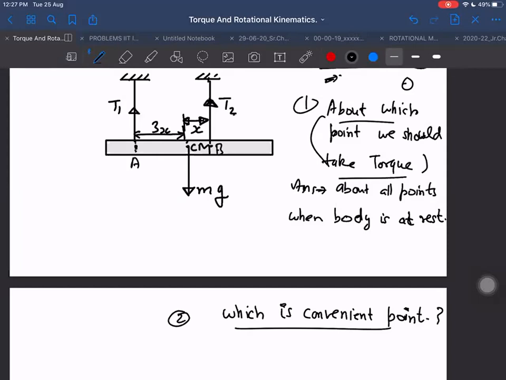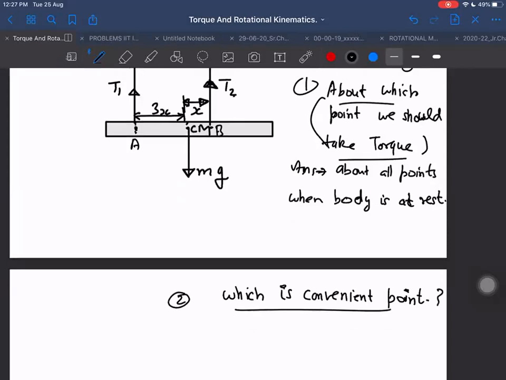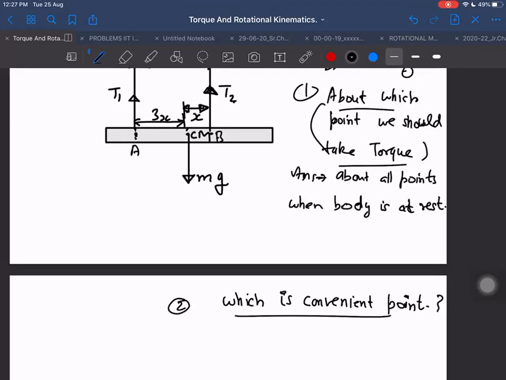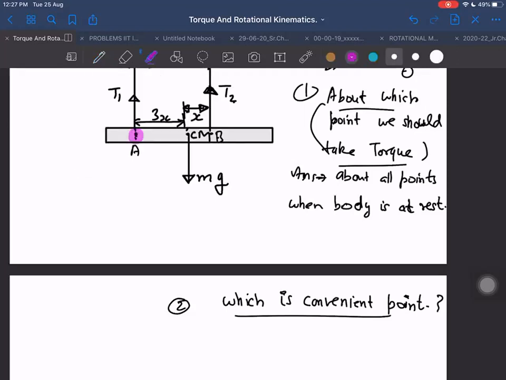And what is torque due to T2 about B point? T2 into 4x. No, first listen only. About which point should we take the torque? About that point for which I don't have to deal with tension T1, because due to T1 the torque is coming out to be 0. Similarly, B is convenient because due to T2 the torque is coming out to be 0.